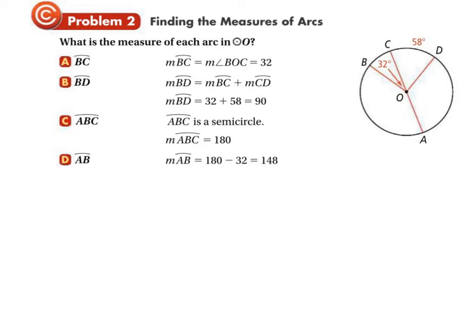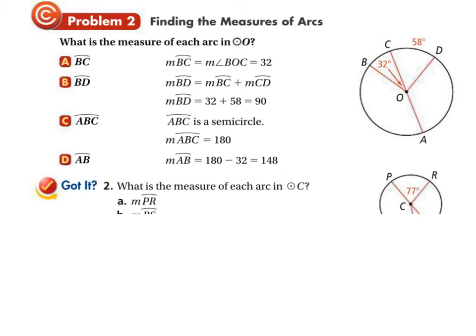What is the measure of arc ABC? ABC, going from here to here, is half of a circle. That's a diameter here, so this is a semicircle, and a semicircle is always equal to 180 degrees. And then, of course, what's the measure of arc AB? We know that this is 180, so whatever 180 is minus this is going to be what's left here from A to B. The measure of arc AB is equal to 180 minus this 32 section, or 148 degrees. There you go.